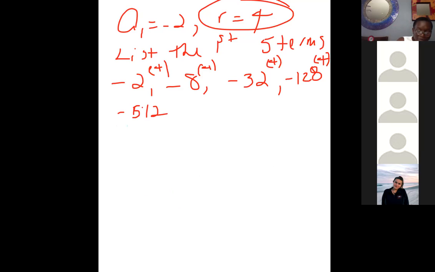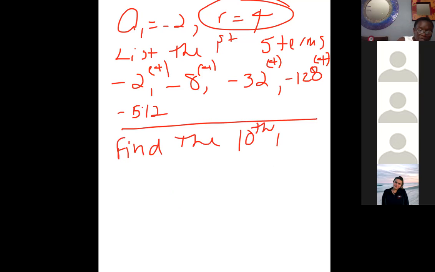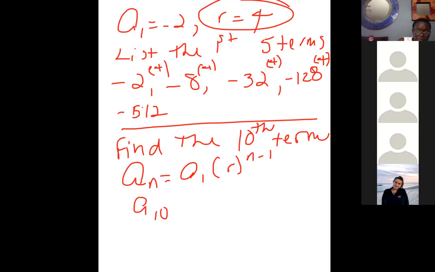All right. Now, the next part of this, I want you to find the 10th term of this sequence, the 10th term. So on this one right here, guys, to find the 10th term, we go into the formula. You could also continue the list until you get to the 10th one, but that's going to be very time consuming. So instead, we go into the formula. We're looking for the 10th term. The first term is -2. The common ratio is 4. And then the term number we're looking for is the 10th one.